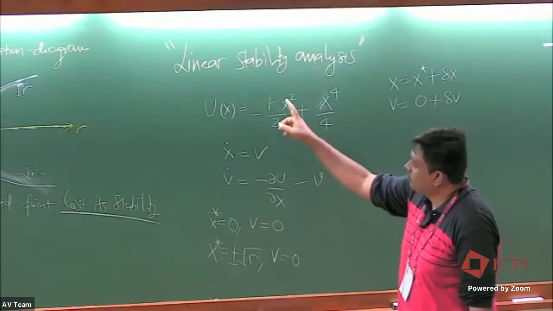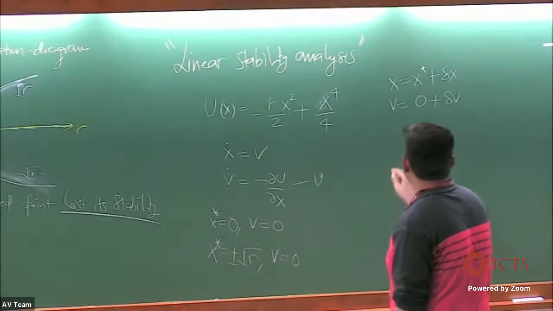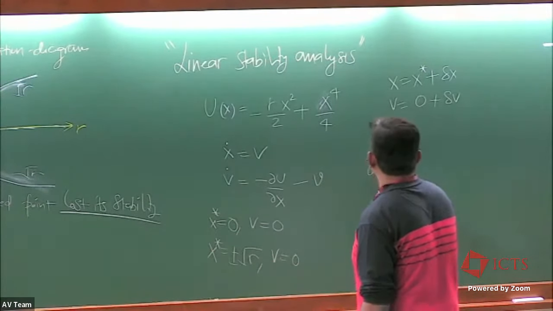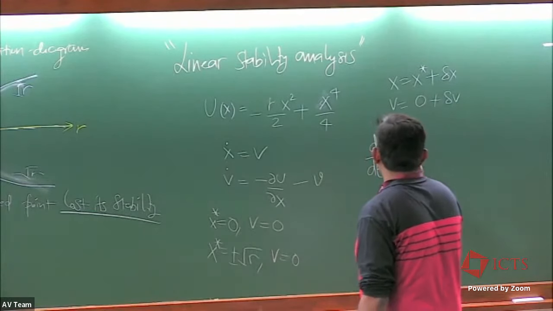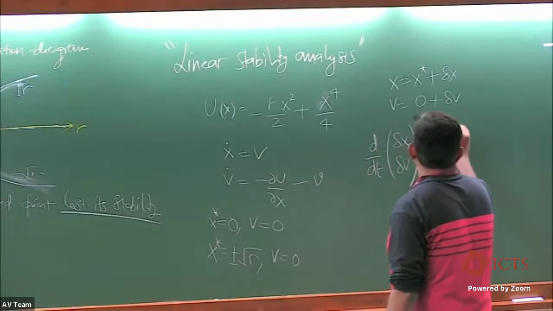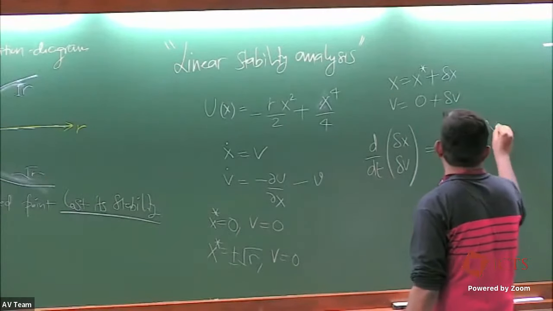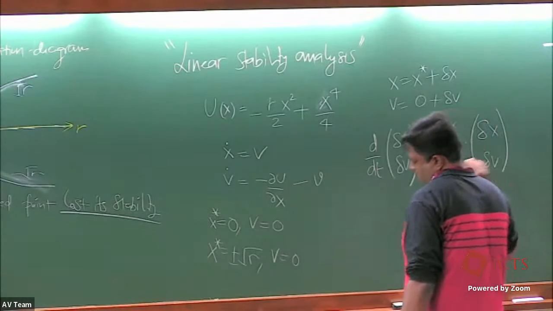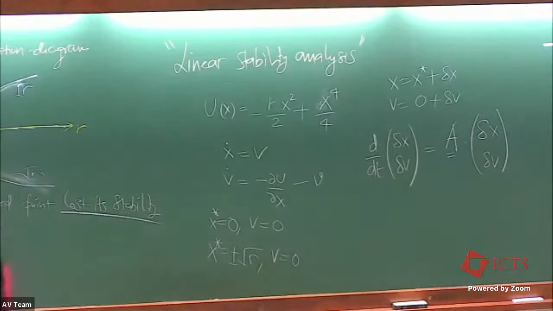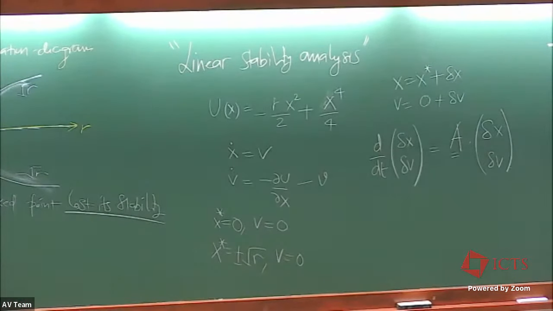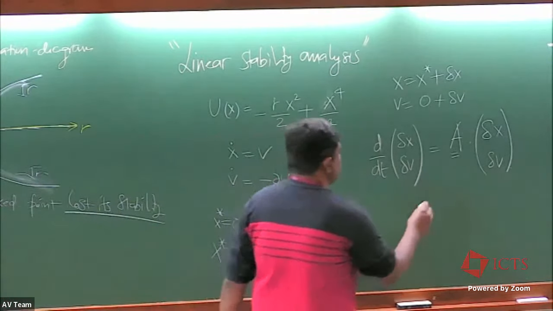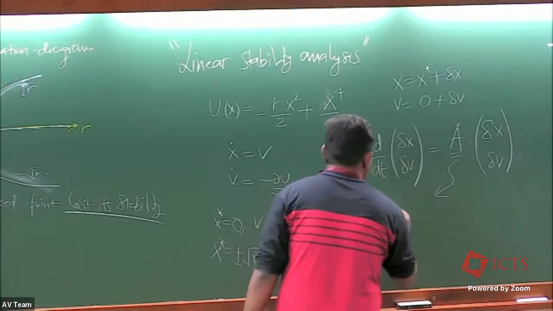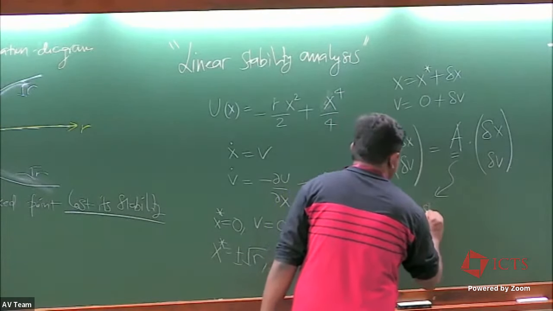And if you put this in, do the Taylor expansion, the claim is the following: you will end up with a system which looks like this, some matrix times delta x. Okay, please do this exercise. It's quite easy, trivial to do. And now the matrix A, which is basically the linear stability matrix, essentially the Jacobian.